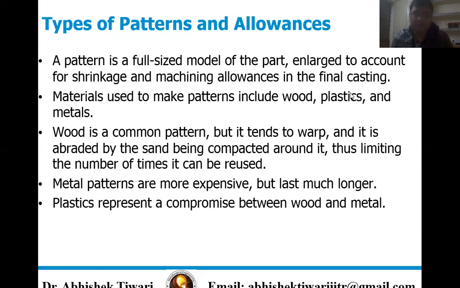So now we are going to discuss the different parts involved in metal casting. First one is pattern. We are going to discuss the types of patterns and allowances. A pattern is a full-sized model of the part or the model of the metal casting that we have to manufacture, and it is enlarged to account for shrinkage and machining allowance in the final casting.